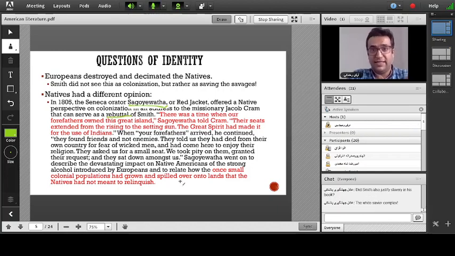And so this is a direct quotation from Saguiotha. There was a time when our forefathers owned this great land. Their seats extended from the rising to the setting sun as شرق آمریکا به غرب آمریکا و غیره. The Great Spirit had made it for the use of Indians. We say Indian Americans. Indian American همون نیتیو هست. منظورمون هندیا نیستن. Indian Americans همون یا Indians اینجا منظورمون نیتیو های آمریکا هستن.